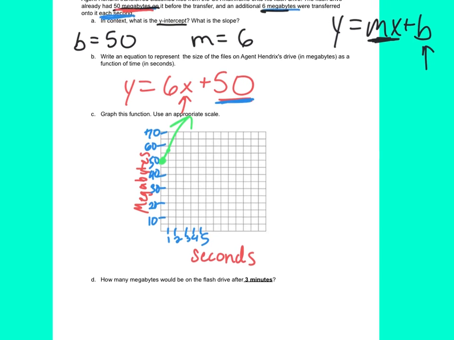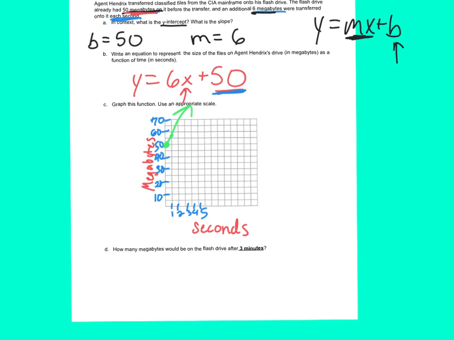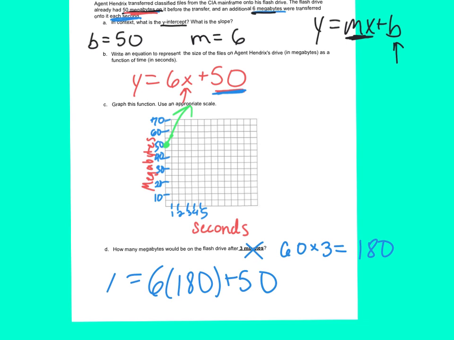And then it says, how many megabytes would be on the flash drive after 3 minutes? Okay, so that one's kind of tricky. 3 minutes is how many seconds? 180, because there's 60 seconds in 1 minute, right? Okay, so what I need to know is after 180 seconds, what does y equal? Okay, with me? So we just solve that, and whatever that is, that would be our answer. And we'd label it with megabytes.